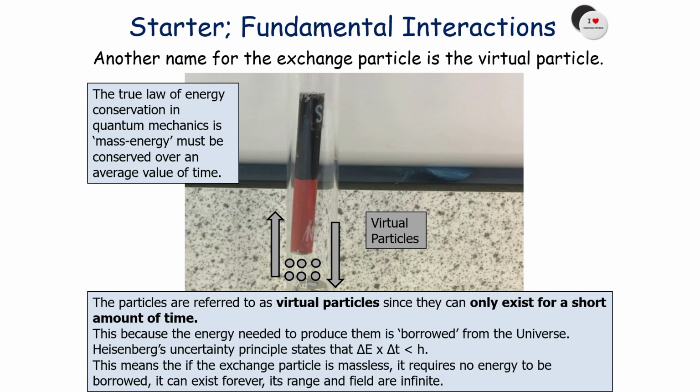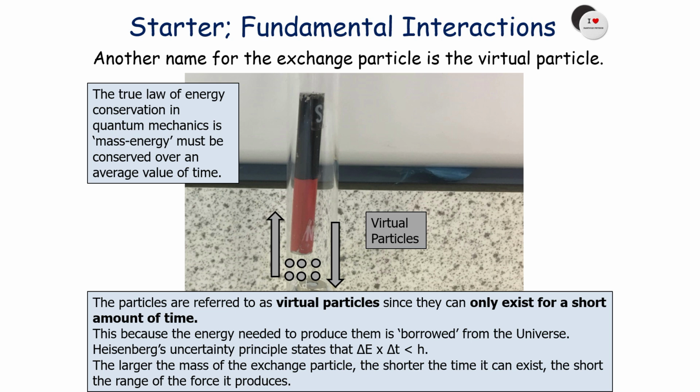So if the exchange particle is massless, it requires no energy to be borrowed, so it can exist forever, so its range and the field it produces are infinite. Whilst, like we said before, the larger the mass of the exchange particle, the shorter the time it can exist, the shorter the range of the force it produces.